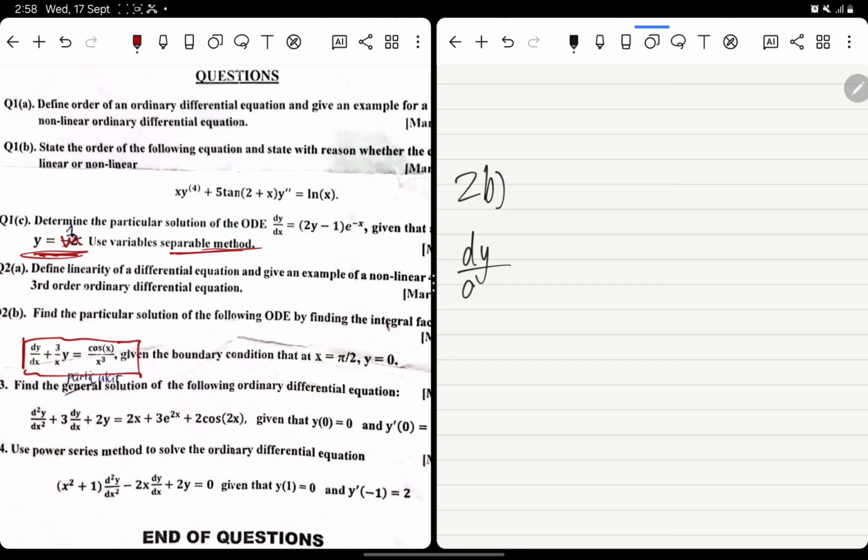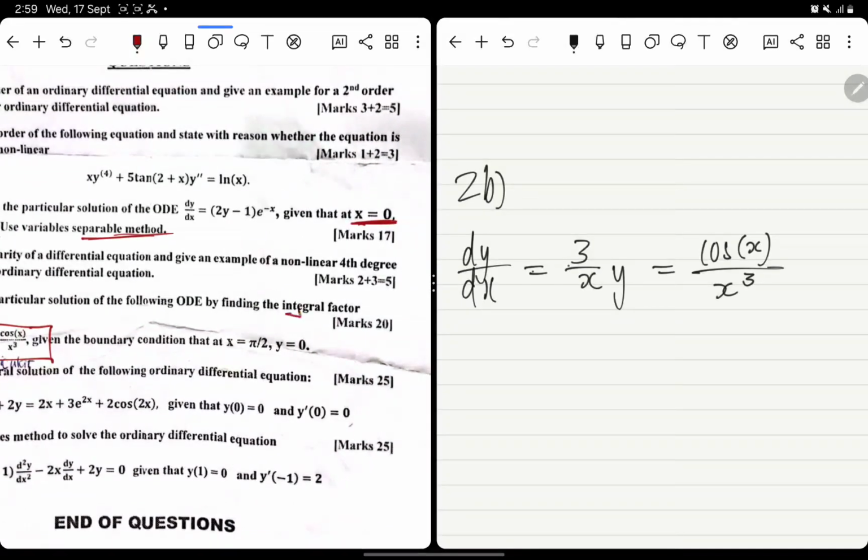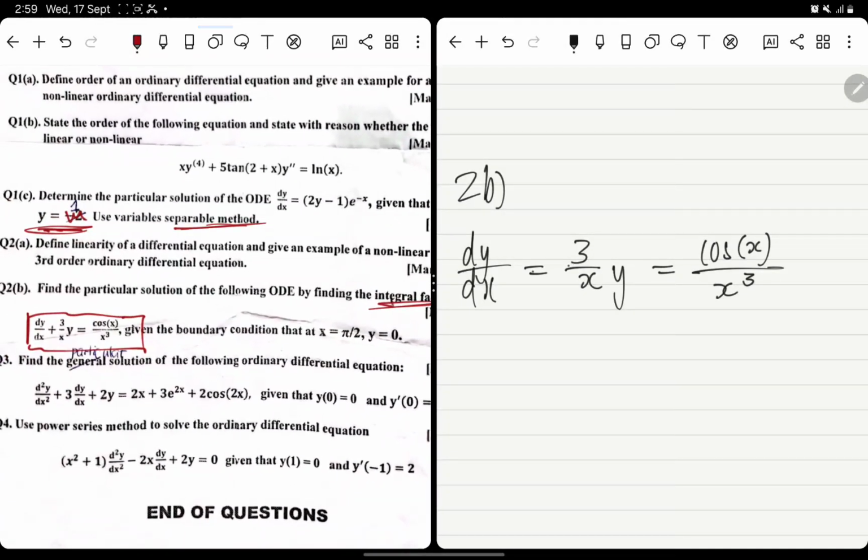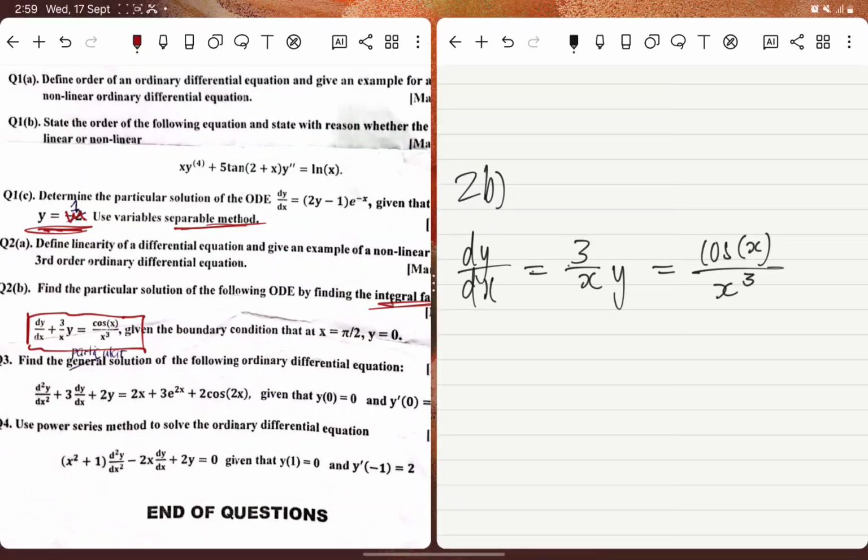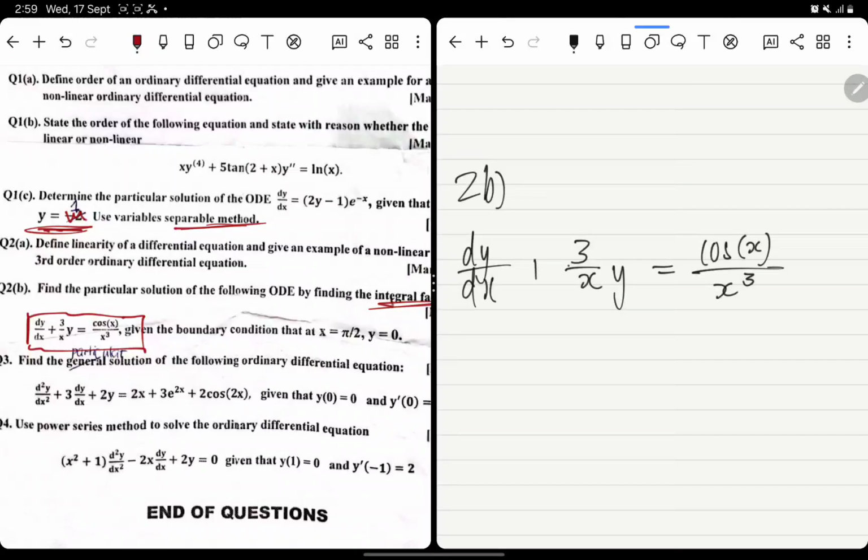So yes, you have here dy/dx is equal to 3 over xy, which is going to be equal to cos x over x cubed. Here they said use the integral factor. The moment you see them say use the integral factor, you check, is dy/dx the subject? Is it not the subject rather, but is it alone? It should have this guy with, this is a plus.